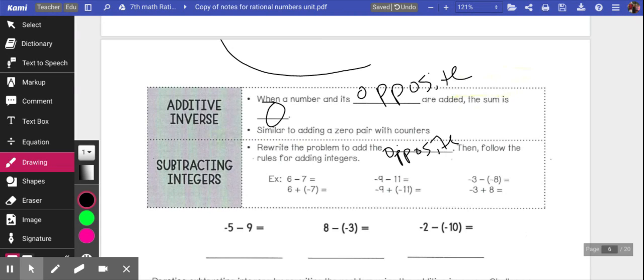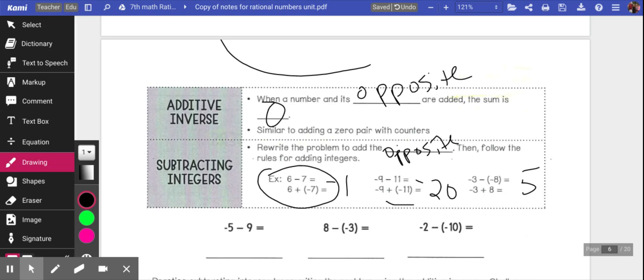So for example, if you look at these examples, 6 minus 7 is the same as 6 plus -7. You're going to get the same answer, -1, on both of those. This one, -9 minus 11, is the same as changing that to add and then changing the sign of the next number. So you're going to get -20. The next, -3 minus -8 is the same as -3 plus 8, which is 5.